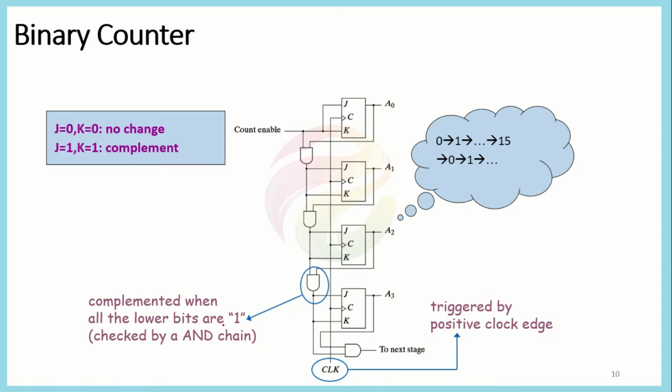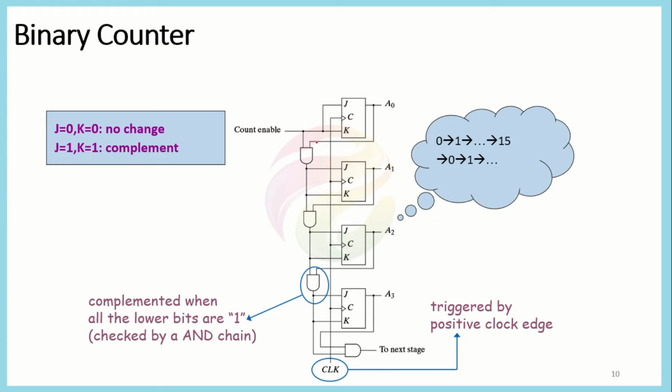First, we are representing a 4-bit binary counter, because you can see from the diagram that all the clock inputs are connected to the main clock, and they are triggered by the positive clock edge of the cycle, because they are connected with the same clock. That's why they are called synchronous.